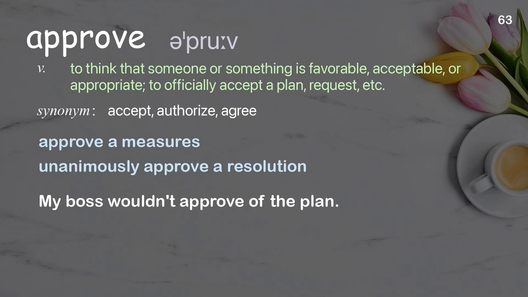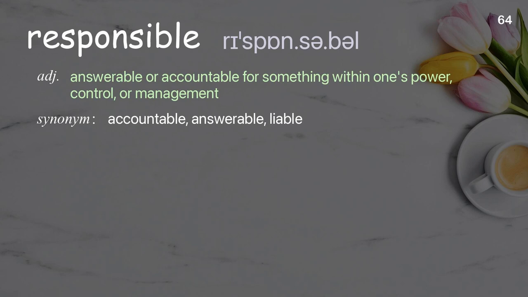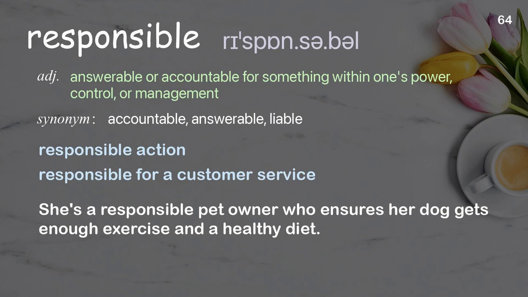Responsible. Answerable or accountable for something within one's power, control, or management. Examples. Responsible action. Responsible for customer service. She's a responsible pet owner who ensures her dog gets enough exercise and a healthy diet.